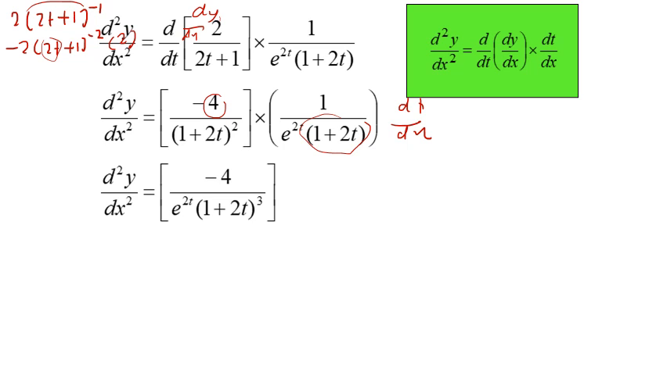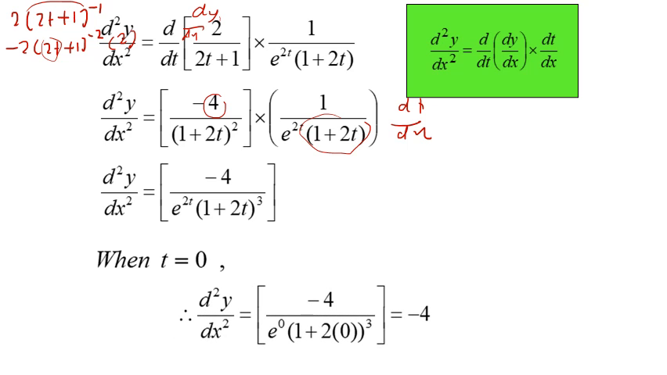I think this time, did we need to sub values also? T equals to 0? Let's see. Yes, we also need to sub values when t equals to 0. So when t equals to 0, the second derivative would be negative 4. So remember, just to remind you, e power of 0 is not 0, but 1. So 0 is 0 lah. So 1 power of 3 is 1. So negative 4 over 1. So that's why the answer is negative 4.